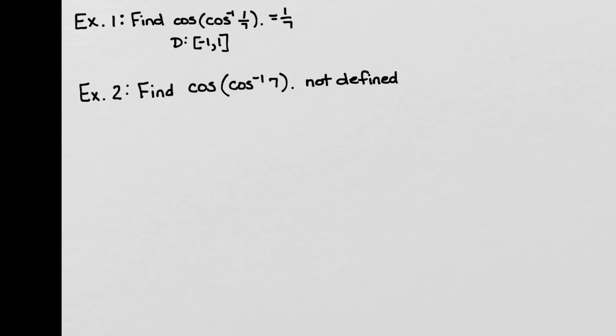So there's no way to solve this problem because we can't take the cosine of an angle and get 7. That's not within our range of the cosine function.